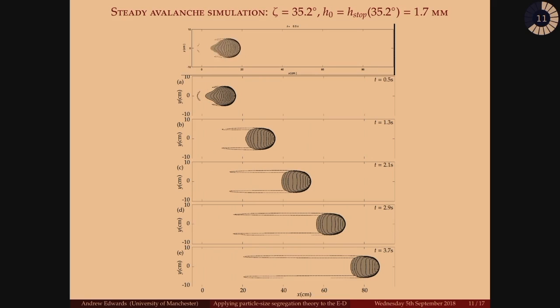And finally, for the steady avalanches, again, we're able to reproduce the width remaining constant downslope. So we have this apparent steady propagation.